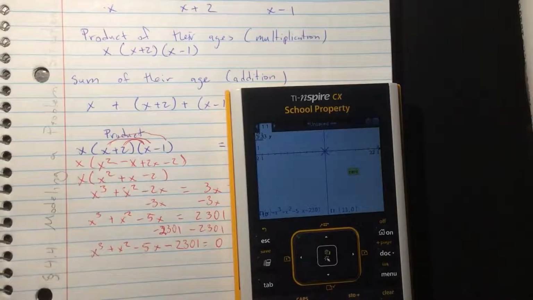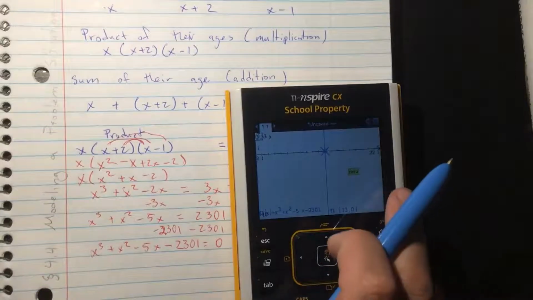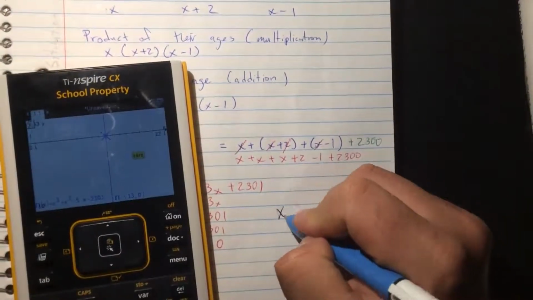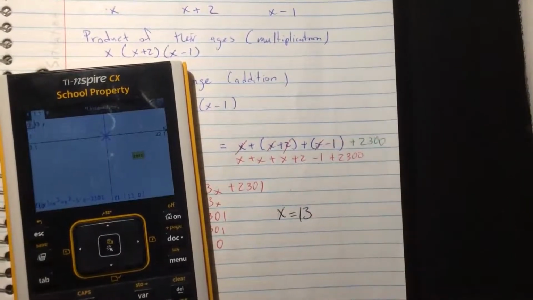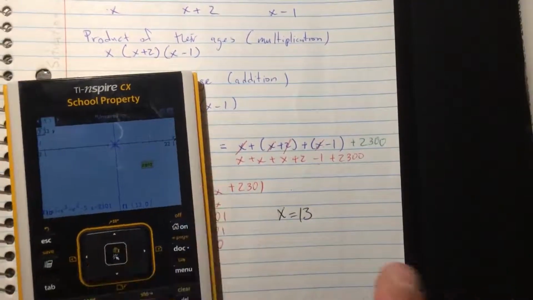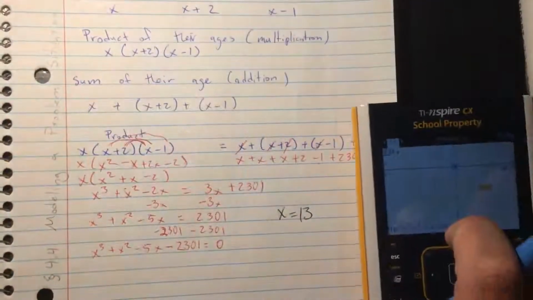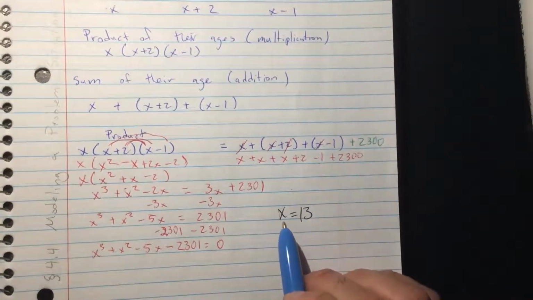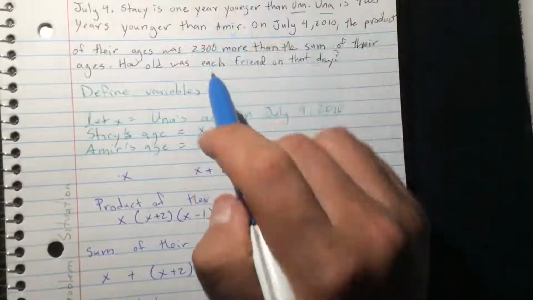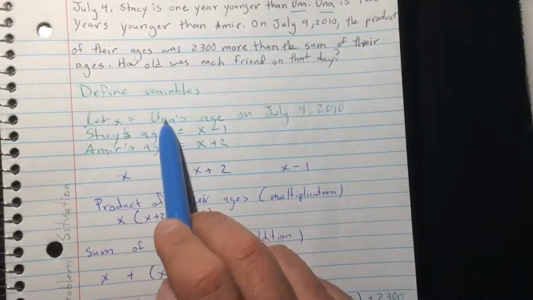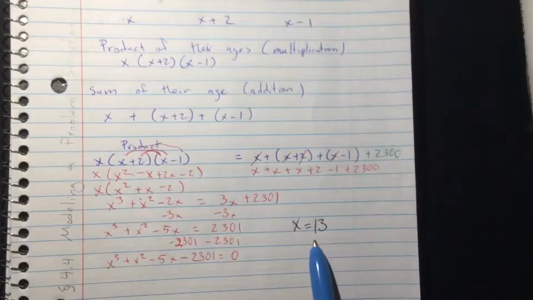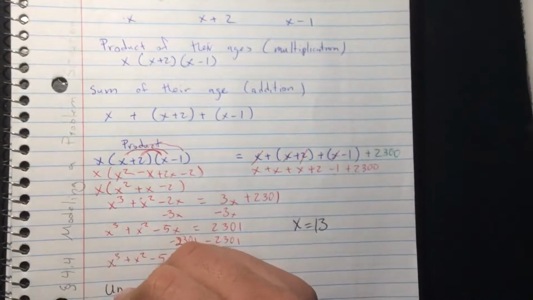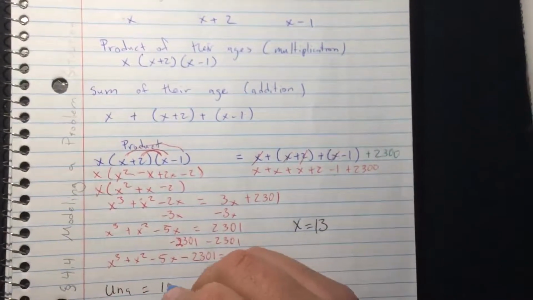Now let's do this one in black. We know our x is equal to 13. So I know you're just thinking, we're done, but we're not done. We need to know the ages of all three. We need to know the ages of Stacy, Una, and Amir. Well, if you remember the variables that we defined, x was Una's age. So we found Una's age. So Una is equal to 13.